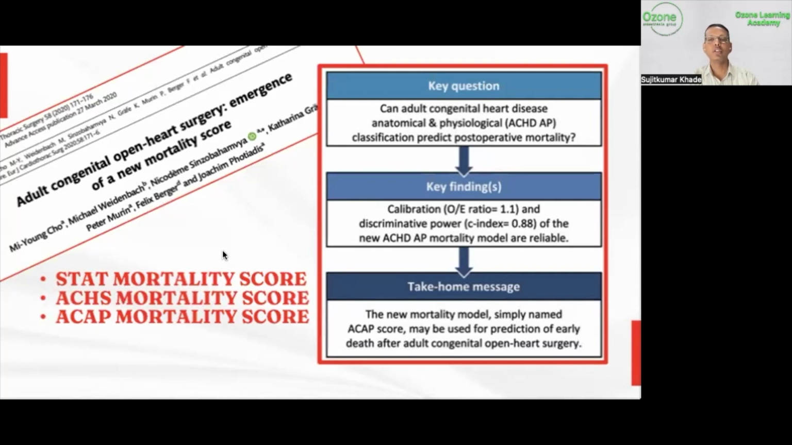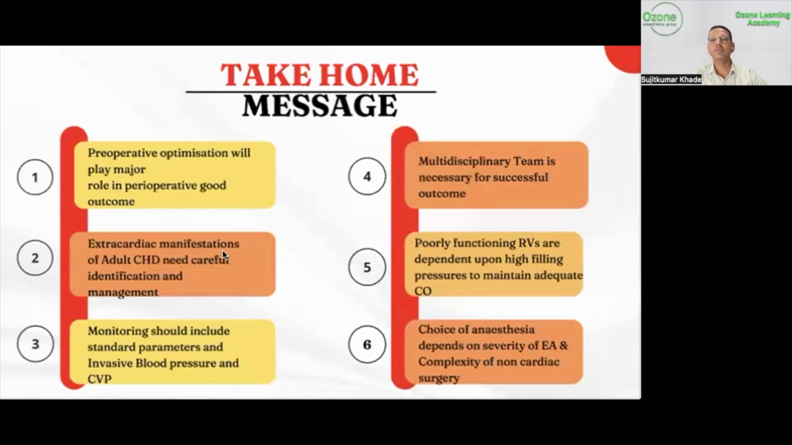Such a mortality score is not available for adults with congenital heart diseases undergoing non-cardiac surgery. So can we use this adult congenital heart disease anatomic physiological score for non-cardiac surgery in congenital heart disease patients? This needs to be explored. And I think if such a score is available, then we can more accurately predict perioperative mortality in patients with congenital heart diseases. Fortunately, this patient was successfully discharged home on the 10th postoperative day, and his first follow-up is due in the next few days.